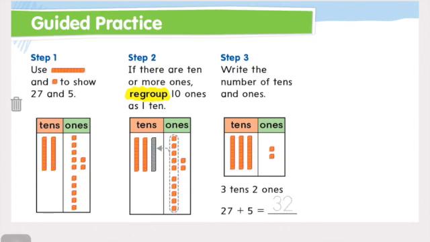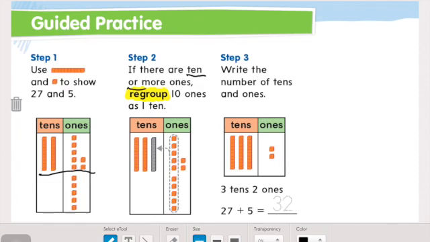Okay, so now we're on page 172, the guided practice. It says that we are to find 27 plus 5. So step 1 is going to be to show the tens and ones. We've got 27 here at the top, and then we're adding the 5 to it, okay? So it says if there are 10 or more ones, that's the rule, then we're going to regroup 10 ones as a 10.